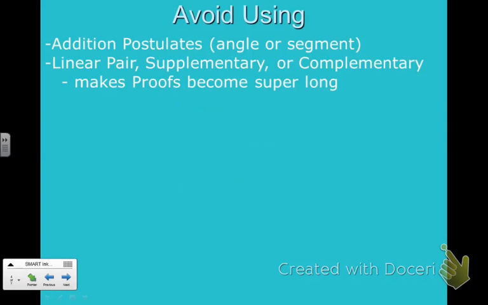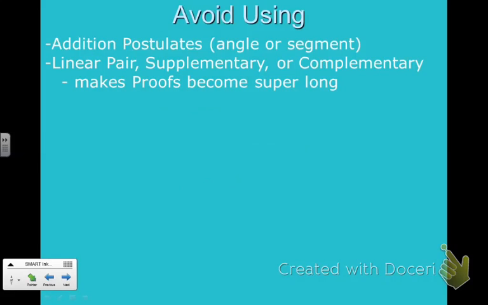The second thing we want to avoid is things like linear pair, supplementary, or complementary, because these things lead into addition postulates. The only reason you'll say linear pair is because then you want to say supplementary, because then you want to say 180 or vice versa, and then you're going to have to add or subtract things, and it's going to get messy. So like I said, they just make proofs become super long and tedious and just hard, and we don't want that. We want them to be easy. We want to know how to do them well, right? Sometimes they might be challenging, but you want to have a good strategy, and these are bad strategies.